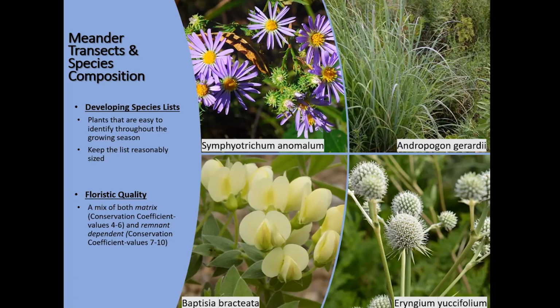And those 7 to 10 are going to be more conservative species that typically require high integrity sites to grow. Another example of this can be relic species. We selected both matrix species. So here are some examples. Matrix species would be like Andropogon gerardii, big bluestem, Symphyotrichum anomalum, blue aster, as well as more conservative species like Baptisia bracteata, which is cream wild indigo, and Eryngium yuccifolium, which is rattlesnake master. And typically the plant lists have about 75% matrix species to 25% conservative species.